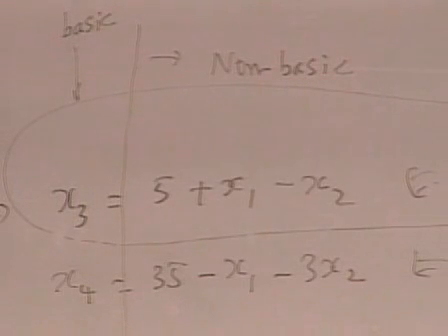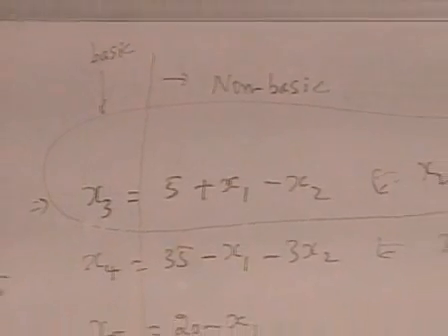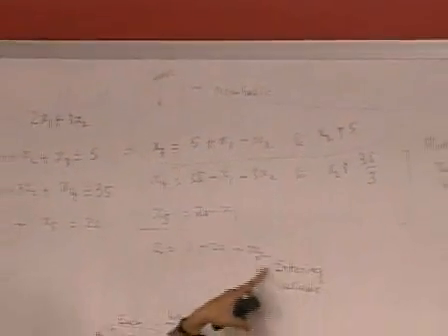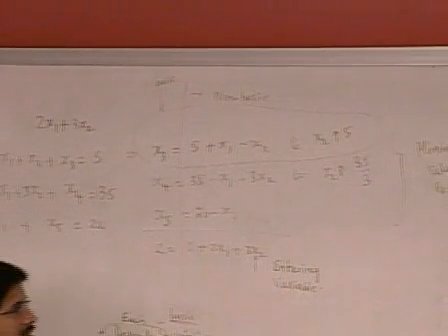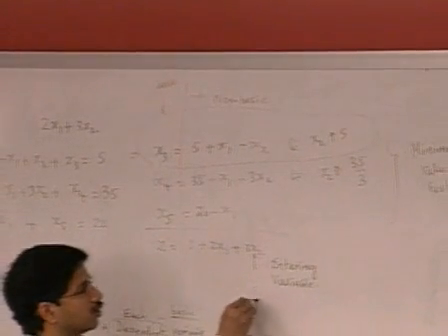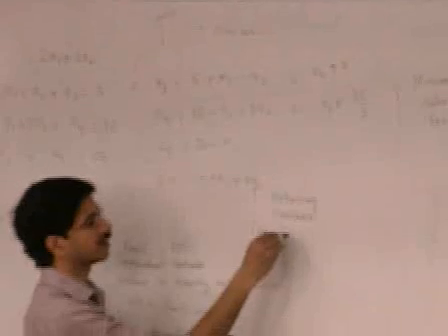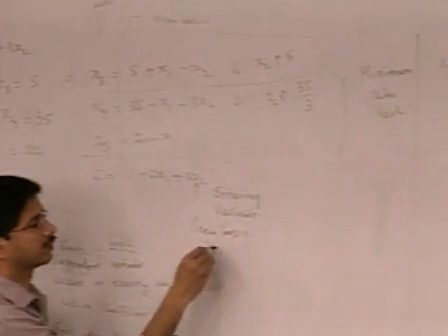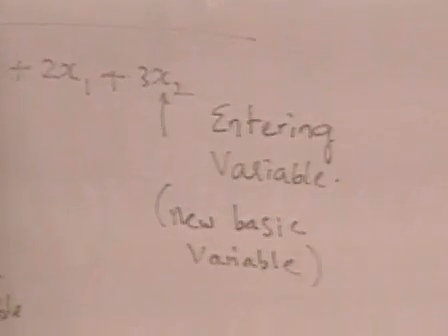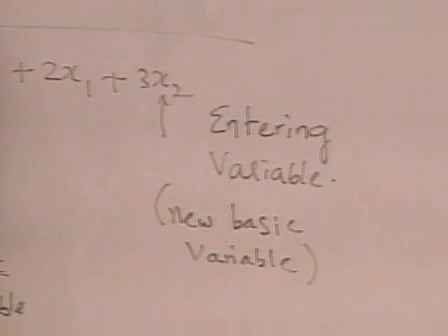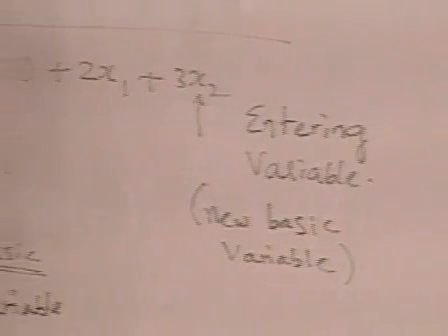This, we said, is an entering variable. It's called an entering variable because this variable is now going to become basic. It's going to enter the basis. So this is the new basic variable. And this one here is the leaving variable.